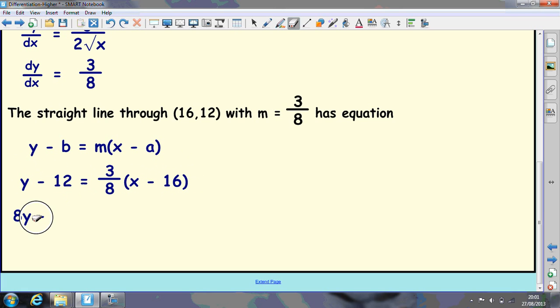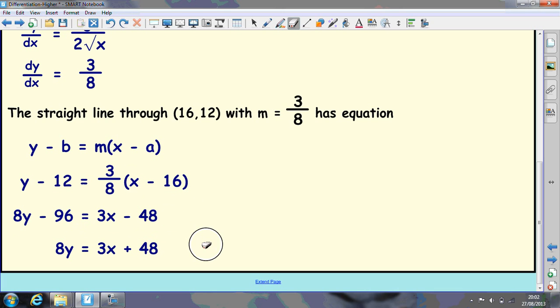So that's going to be 8 times y, 8 times 12, or negative 96, and 8 times 3/8 which is 3. Once you've got your 3, you can times your 3 by your x and your 3 by your negative 16 to give negative 48. You can do this slower and leave the 3 in front of the bracket, or multiply it all out at once like I've done here. At this point, add the 96 over and you get your final answer.